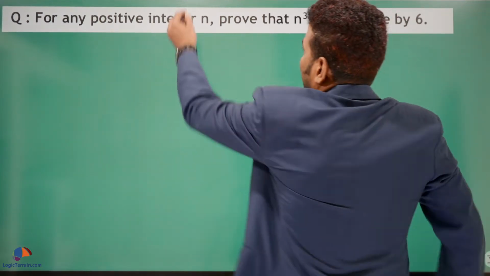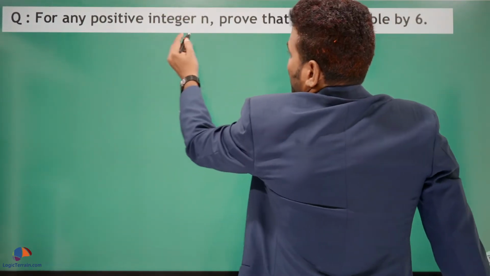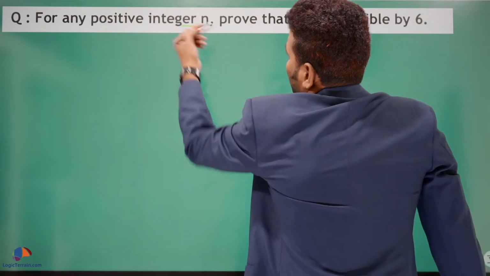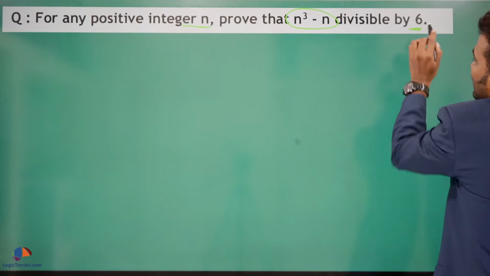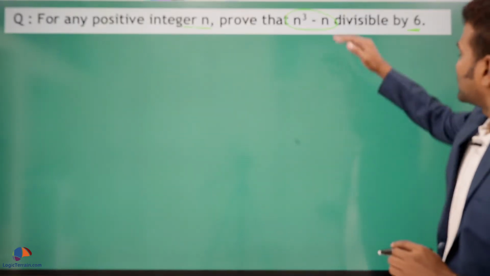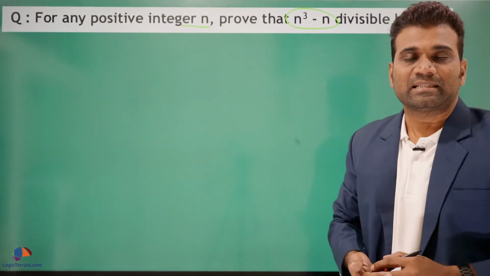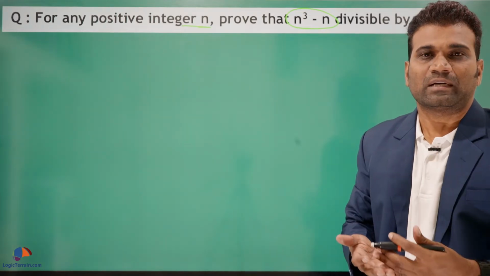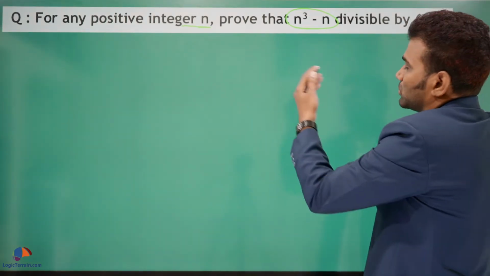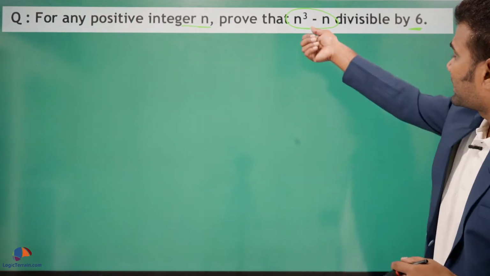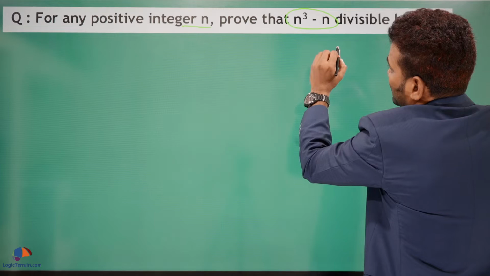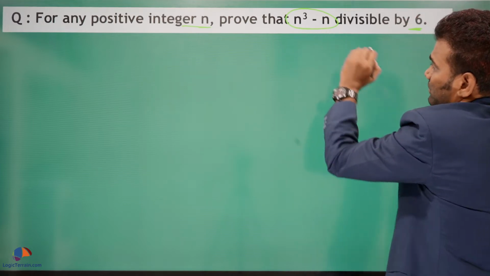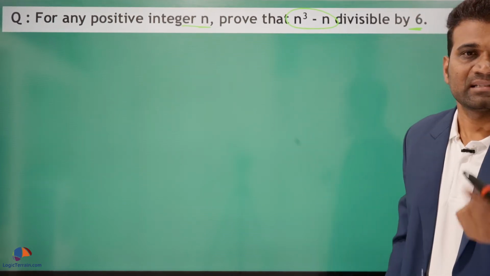So here we need to prove n is any positive integer, then n cube minus n is divisible by 6. Since n is a positive integer, it starts from 1, right? So n is equal to 1, 2, 3, 4 and so on. Let us substitute n equals 1 in this: 1 cube minus 1, 1 cube is 1, 1 minus 1 is 0, 0 upon 6 is 0.